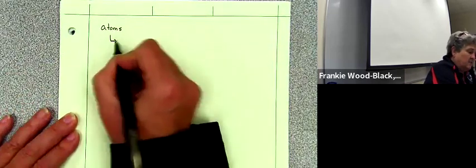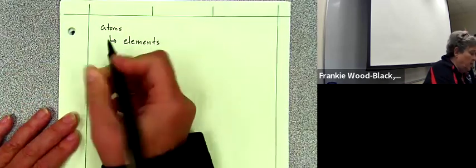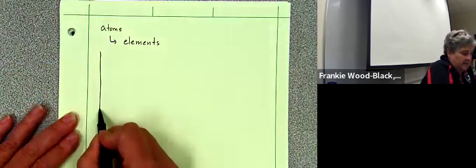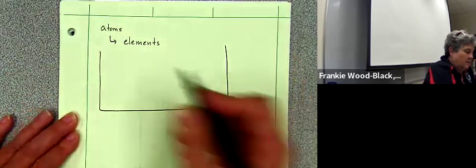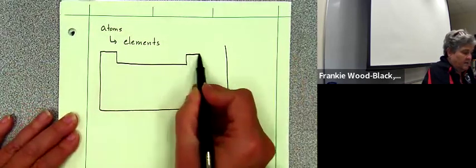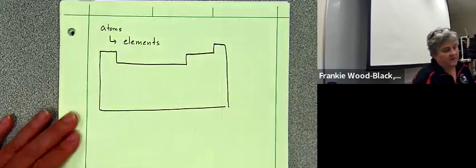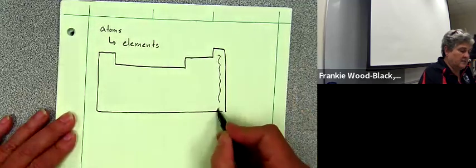And atoms give us our elements. And we know we can define our periodic table. So I'm going to draw my outline of the periodic table here. So there's my outline of our periodic table. Over here, we have our noble gases.